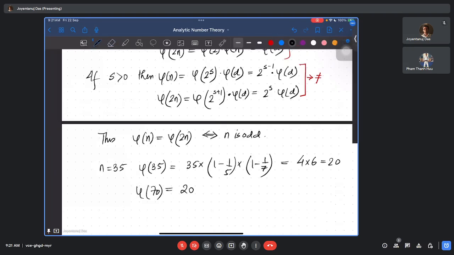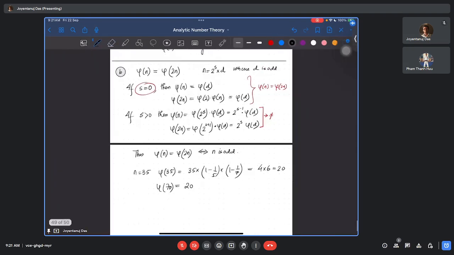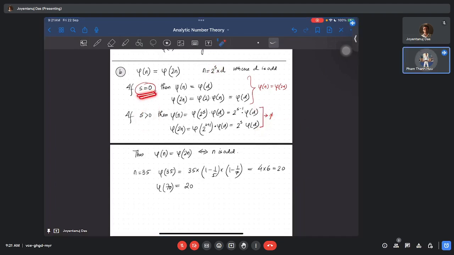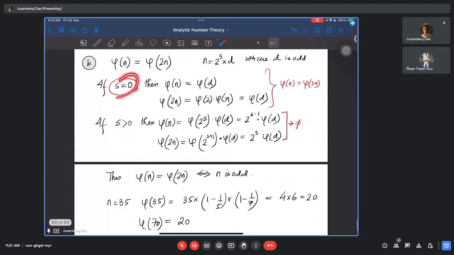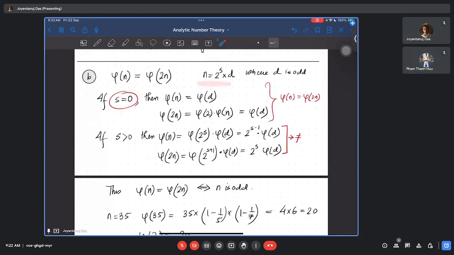So there are only two cases: either s is 0 or s is strictly greater than 0. If it is strictly greater than 0, I showed that they are not equal, and if it is 0, they are equal. And s equals 0 implies n is odd because there is no factor of 2.